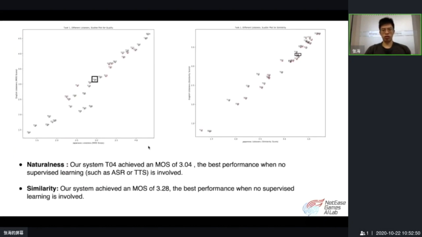Here are the evaluation results for task one. Our system achieved a MOS of about 3. Although the ranking is not very high compared to other systems, it achieved the best performance when non-supervised learning such as ASR or TTS is involved. And the second figure shows our system achieved almost 3.28. And it also achieved the best performance when non-supervised learning is involved.